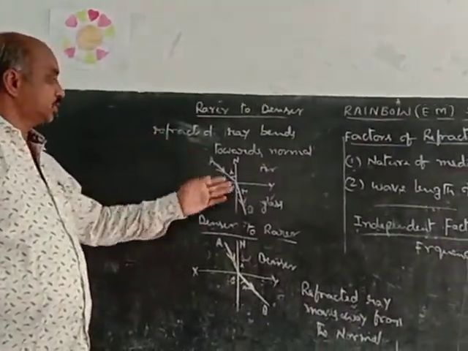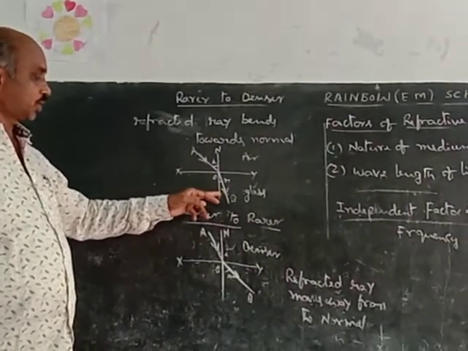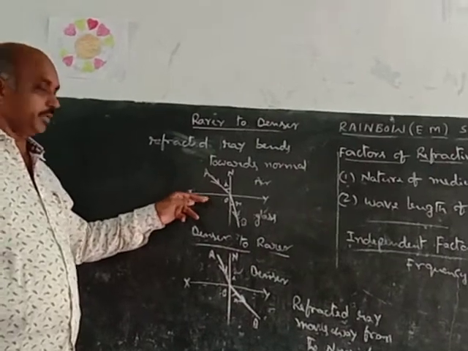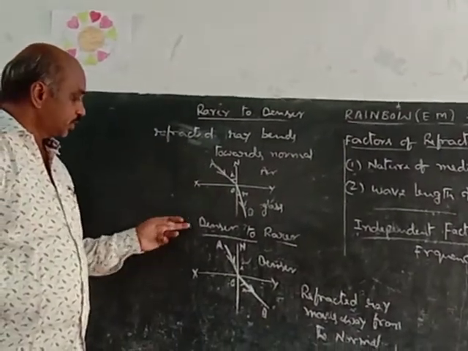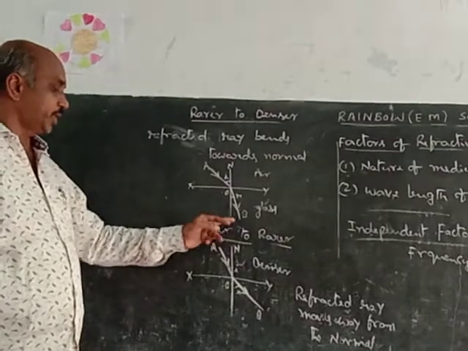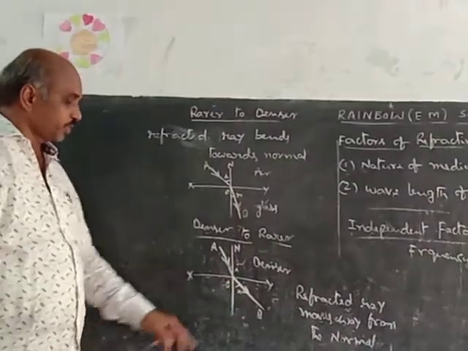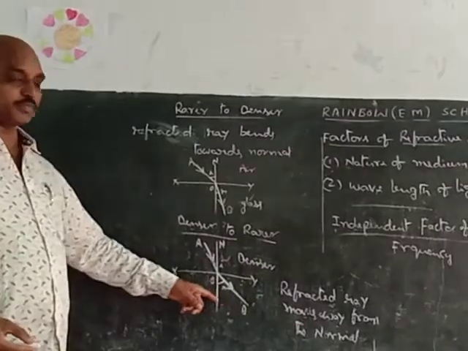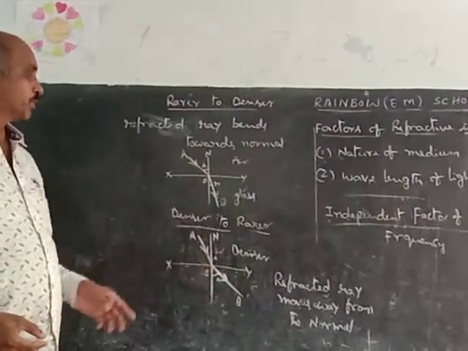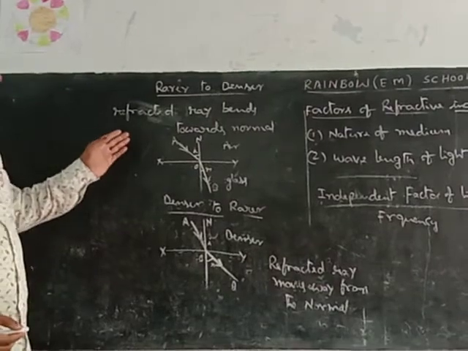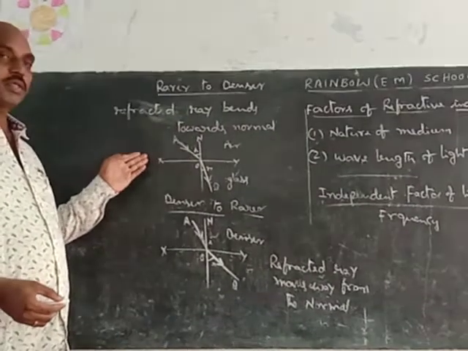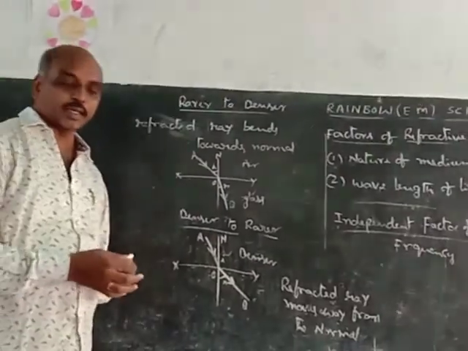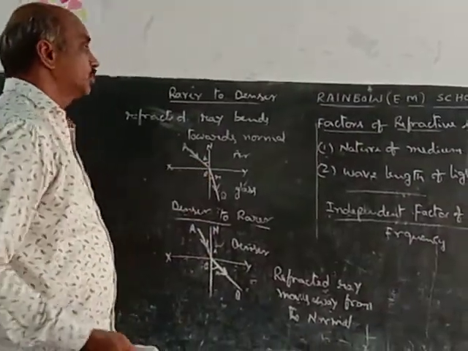Rarer to denser means the refracted ray moves towards the normal because the speed of light decreases in the denser medium compared to the rarer medium. Suppose light ray travels from denser to rarer medium, the refracted ray moves away from the normal because the speed of light increases in the rarer medium. Suppose light ray travels along the direction of normal or along the direction of separation of the two media, that is XY, there is no change in the direction of light.